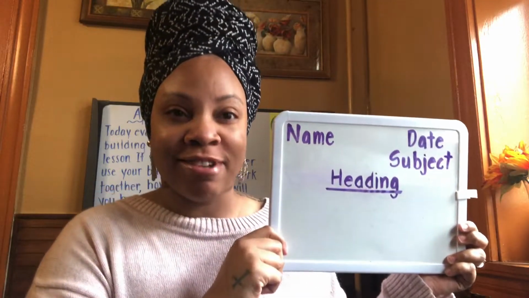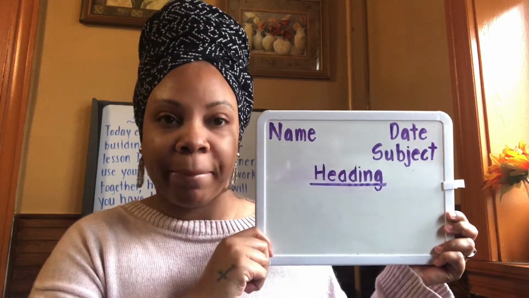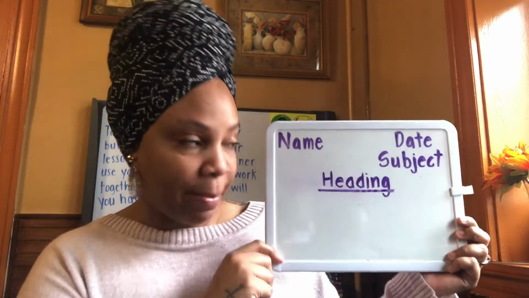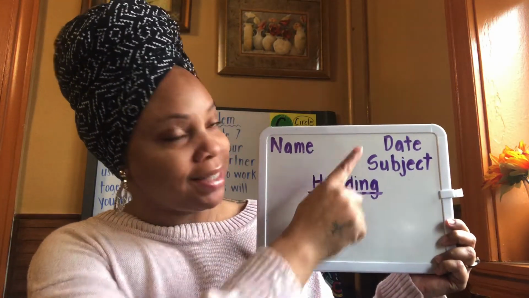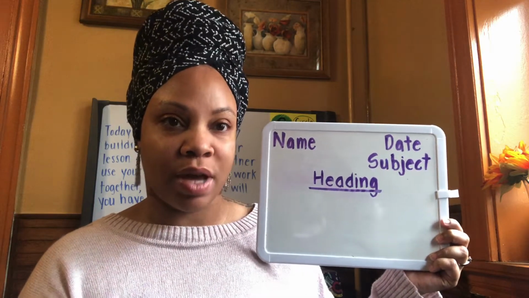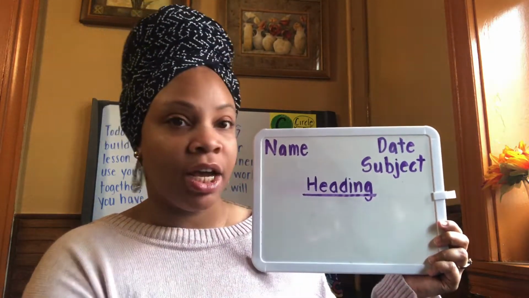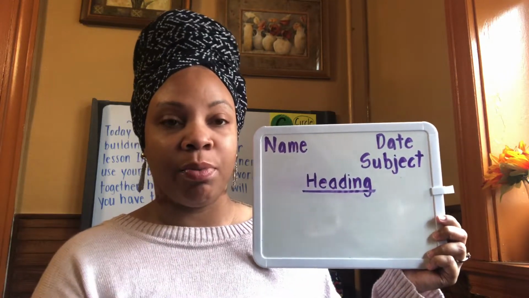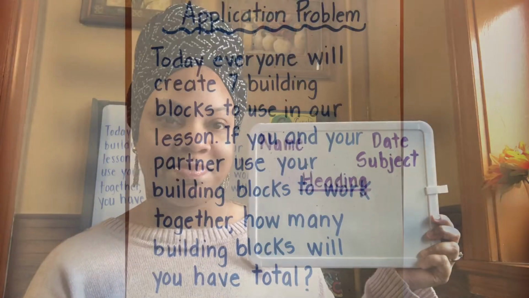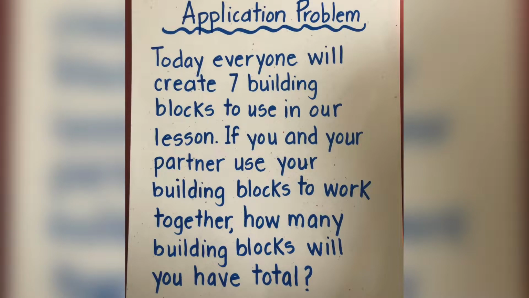All right, Congo, before you copy down your application problem, make sure that you are properly heading your paper. On the top of your paper, put your name and the date, April 21st, 2020, along with the subject, which is math. Then our heading for this portion of our math lesson will be application problem. Scholars, please take this time to copy your application problem into your composition book. You may pause the video and then resume once you're finished.